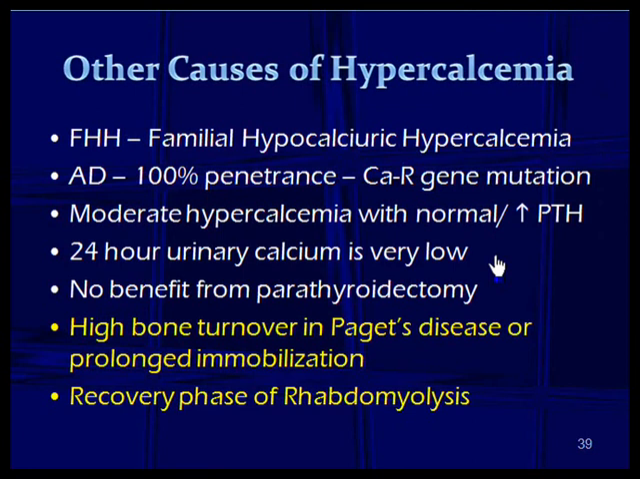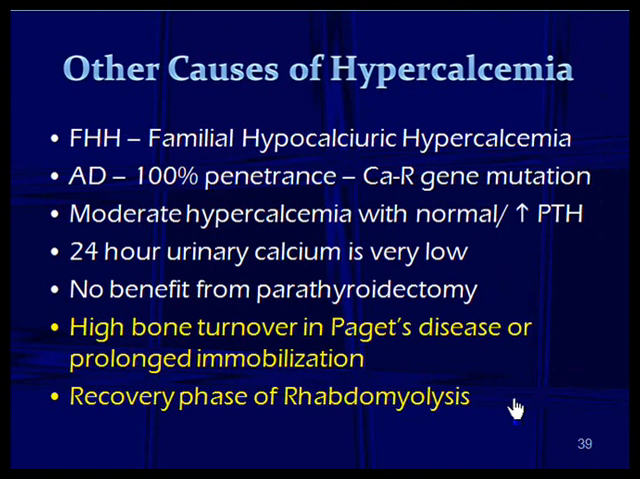Normally, in the face of hypercalcemia, we expect urinary calcium to be much higher, but in this condition, because it is a hypocalciuric hypercalcemia, there is an excretion problem of calcium at the kidney. We see urinary calcium will be very low. Such people are not having hyperparathyroidism, so they will not benefit from parathyroidectomy. Of course, other causes like high turnover of bone in conditions like Paget's disease or prolonged immobilization can also produce hypercalcemia of mild to moderate degree.